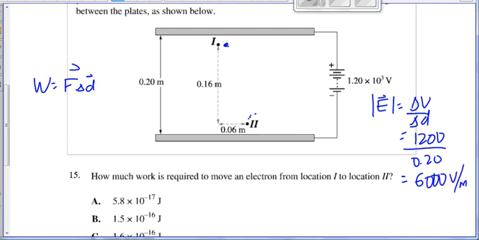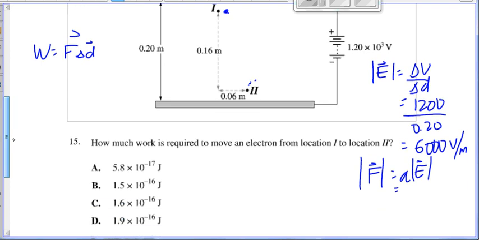Then we can say that force is equal to Q times E. This comes from the experiencer equation, right? What's the charge here? It's an electron, so it's 1.6 times 10 to the minus 19 times 6,000. What's that equal? 9.6 times 10 to the negative 16. There's my force.